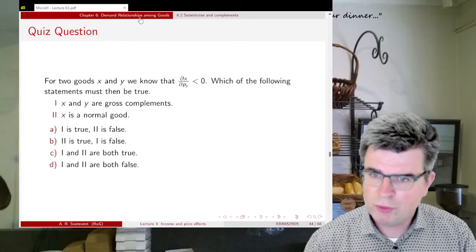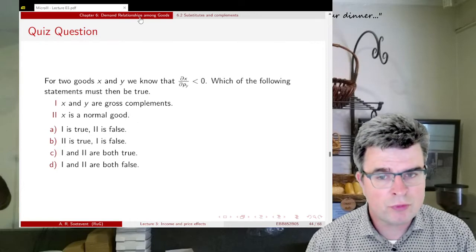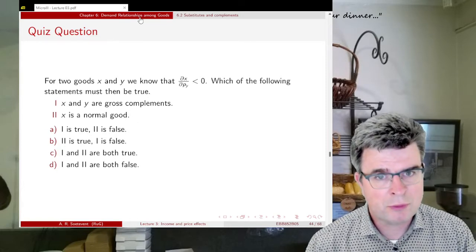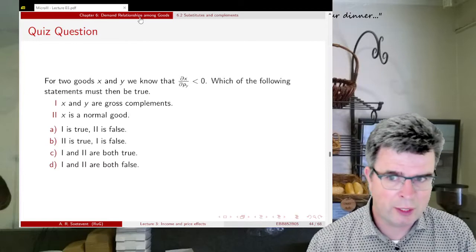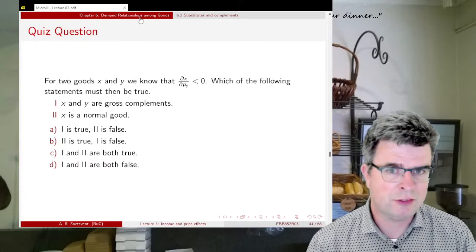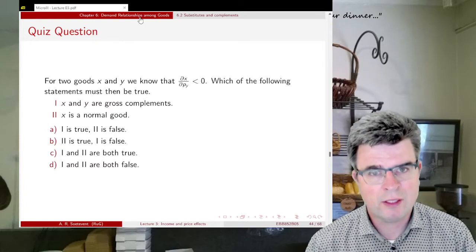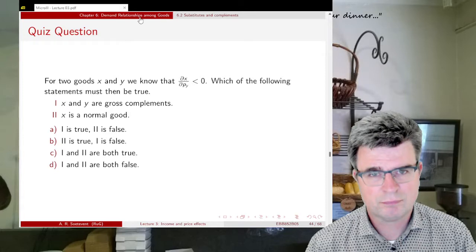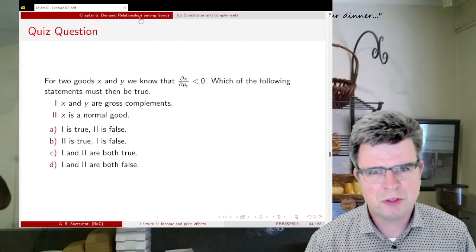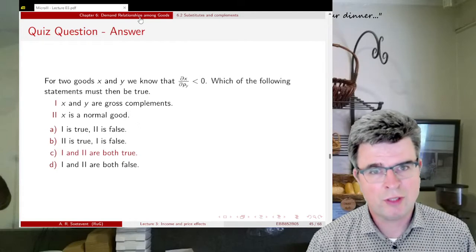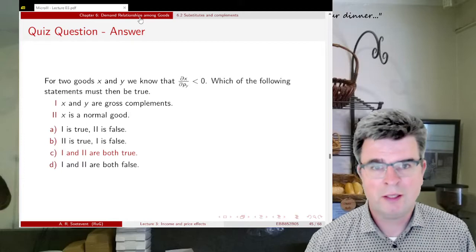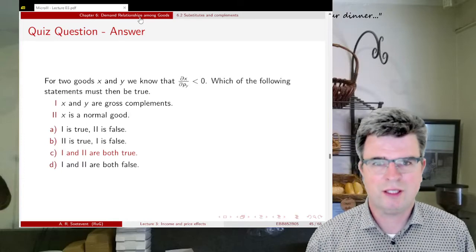So, quiz question. We have two goods X and Y, and we know that the derivative of the demand function of X with respect to the price of good Y is negative. Which of the following statements must be true? 1. X and Y are gross complements, and 2. X is a normal good. Now, four possible answers, and take some time to get to the right answer. Okay, if you paid attention so far in this lecture, then you will have found that answer C is the right answer. If you are puzzled and don't know why answer C is right, then you should return to the previous slide, which contains exactly the answer.